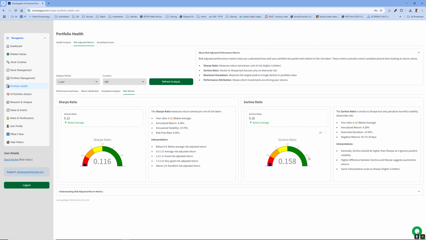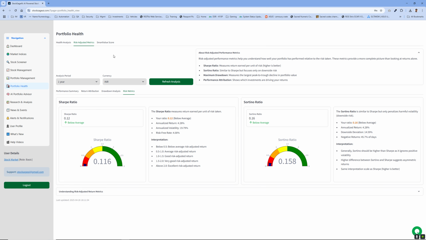Same thing on the Sortino side. On this KPI, the Sortino should normally be higher than Sharpe, which it is in this case, but this still is in the red area. It's not in the green zone. So a higher difference would have been better for us over here. This is based on the stocks we have chosen in our current portfolio.